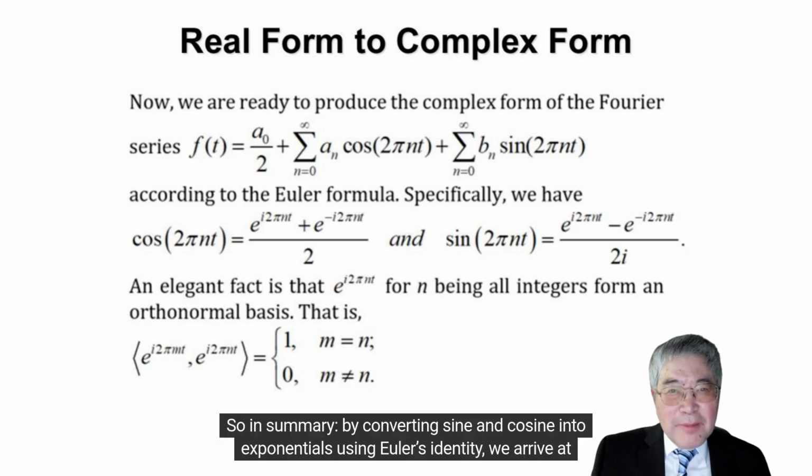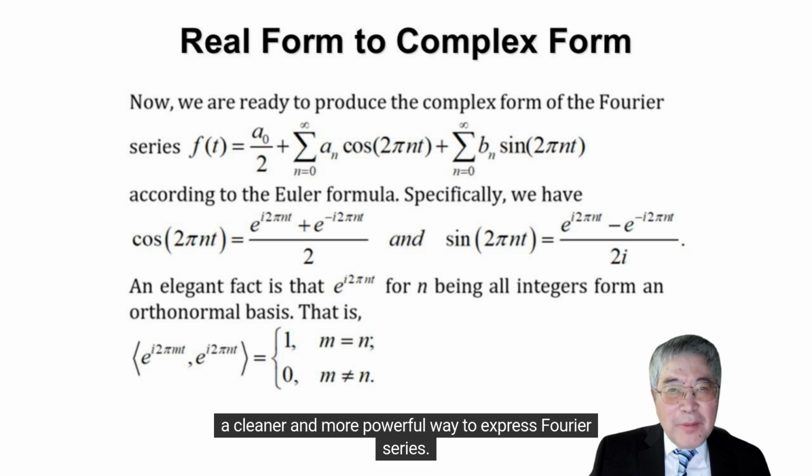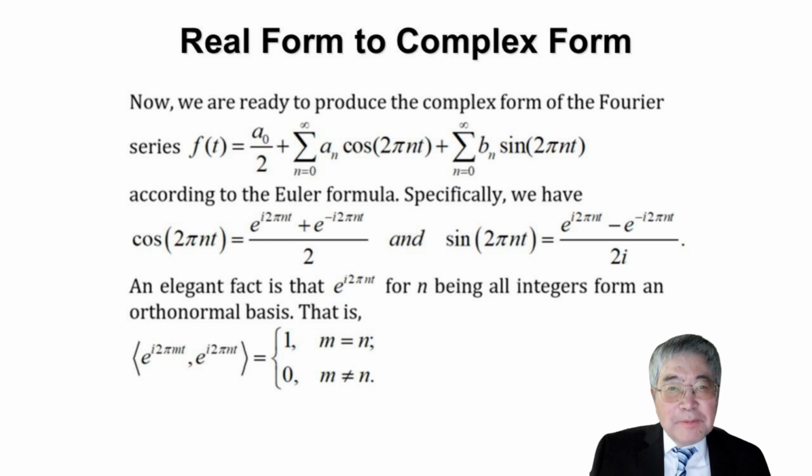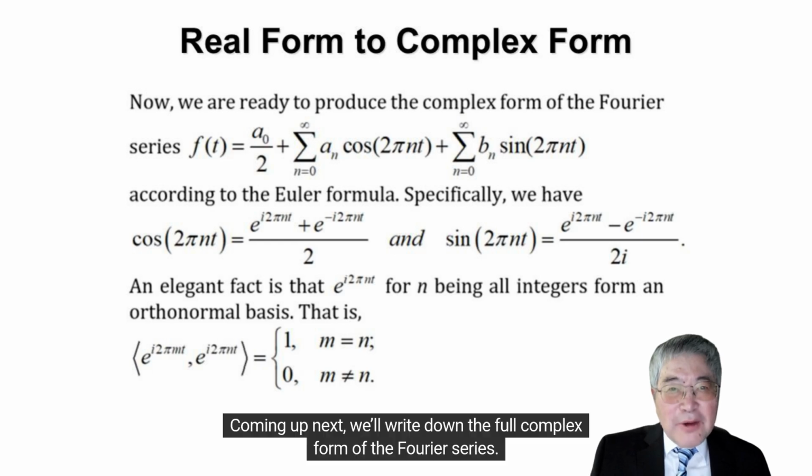So in summary, by converting sine and cosine into exponentials using Euler's identity, we arrive at a cleaner and more powerful way to express Fourier series. And this sets the stage for everything that follows in frequency analysis and Fourier transforms. Coming up next, we'll write down the full complex form of the Fourier series.